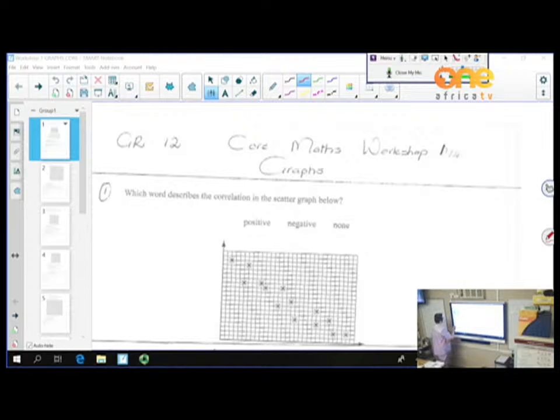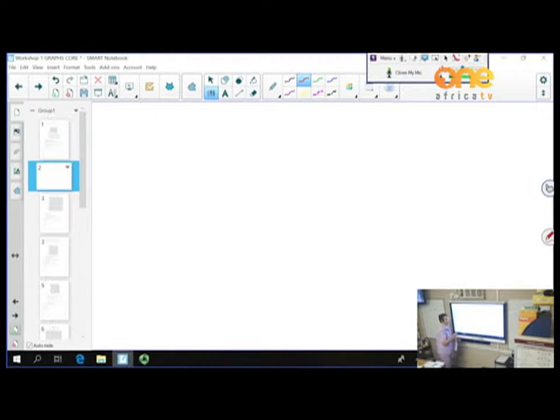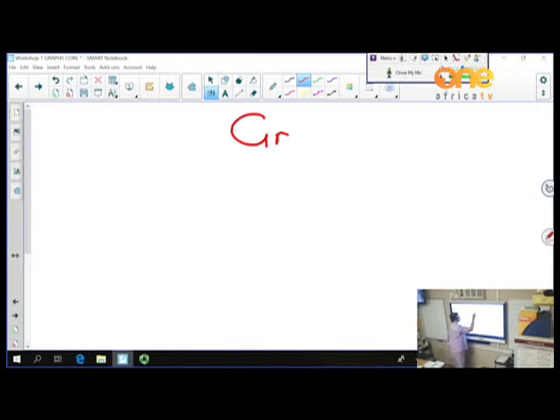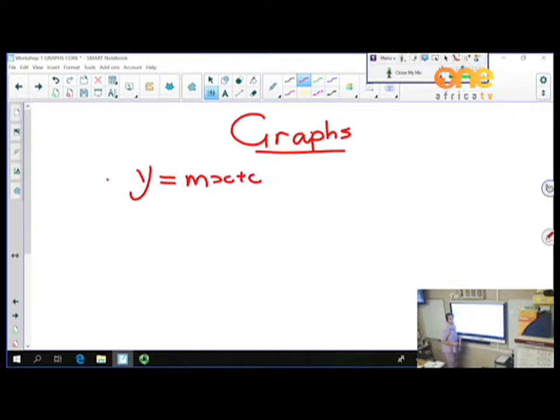I just want to go at the background here of graphs. Let's just look at that, the background of graphs. In the first place, we're working with a straight line graph. This is the one, y is equal to mx plus c. And we need to understand what is the meaning here of the m and the c.